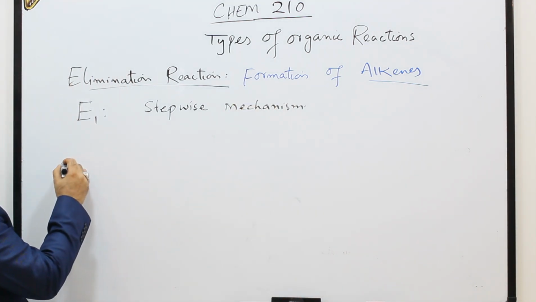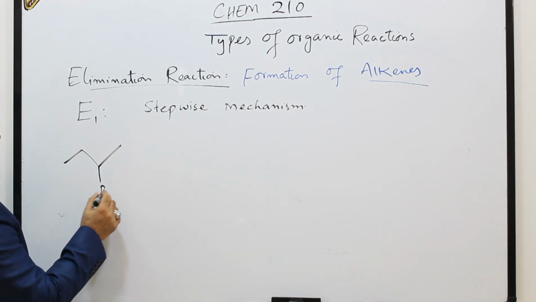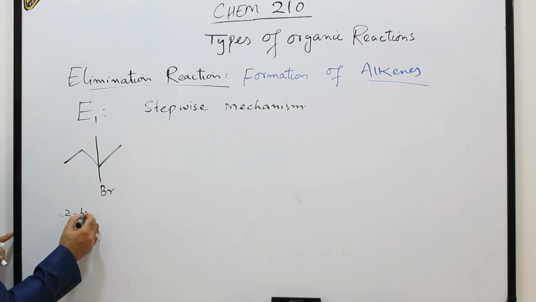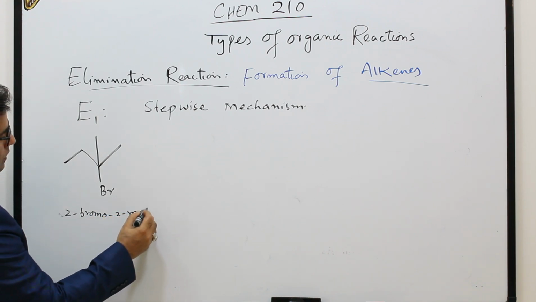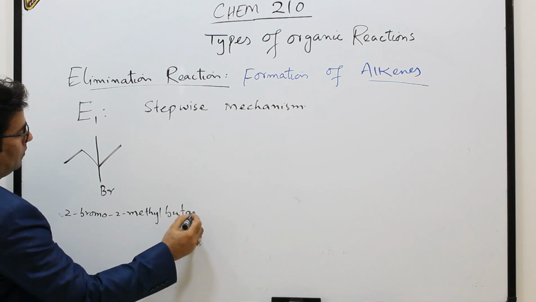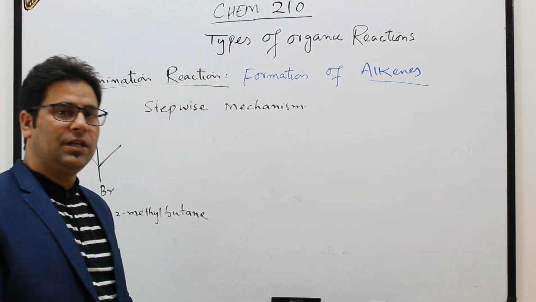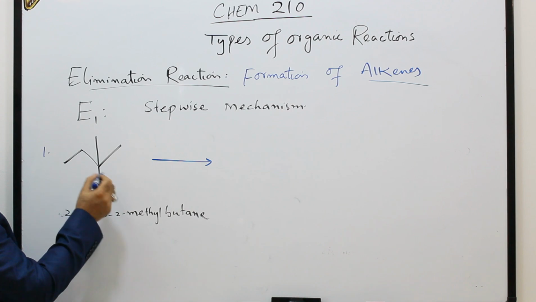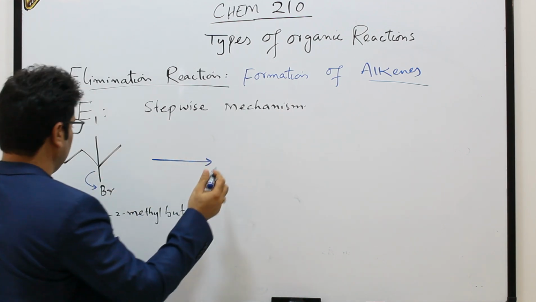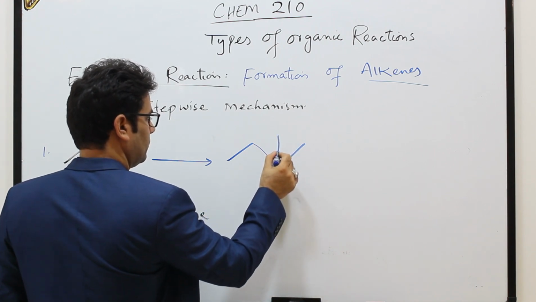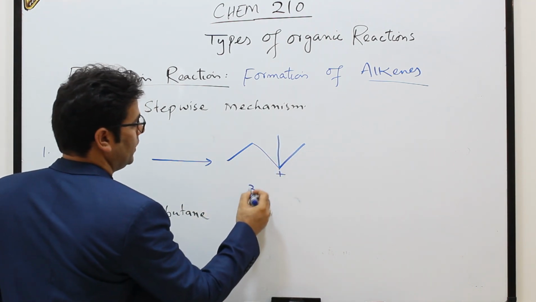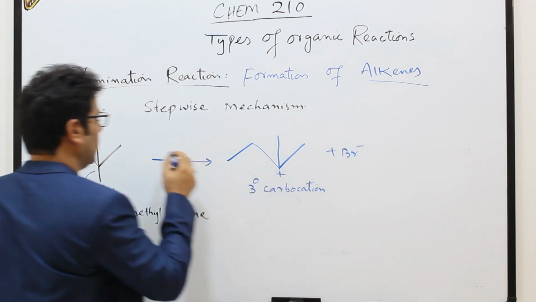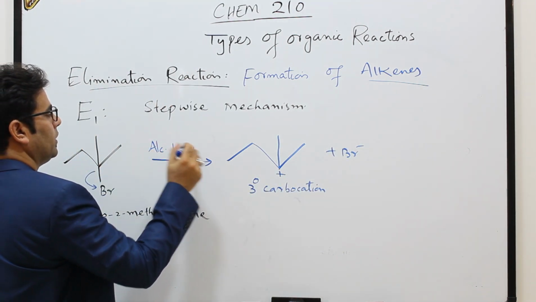So if I take this compound, what is the name of this compound? 2-bromo-2-methylbutane. This is a tertiary alkyl halide. So in step number 1, what will happen? This bromine will come out. It will become a tertiary carbocation plus bromide ion in the presence of alcoholic KOH.